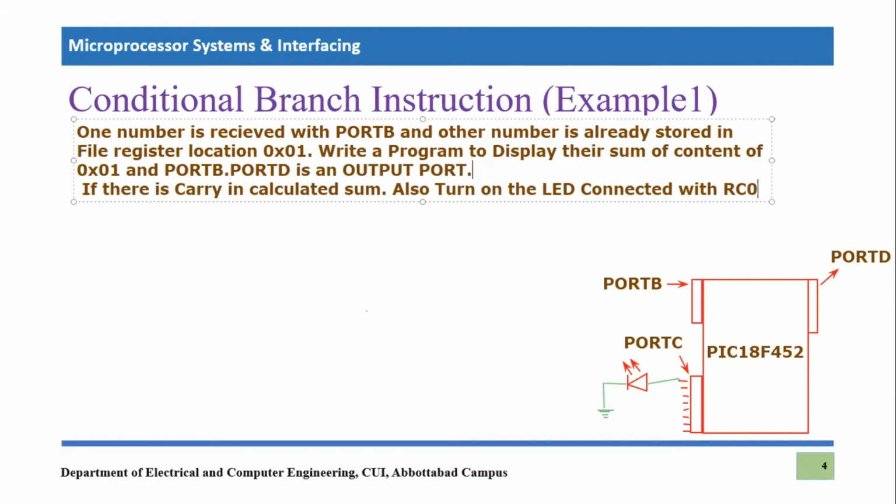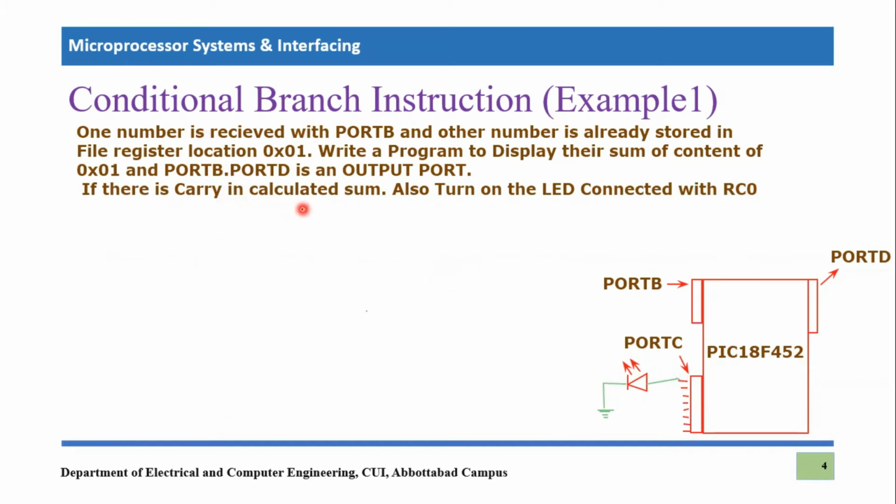And we also have to take care of one thing. It says that if there is a carry in the summation, then you have to turn on the LED which is connected to RC0. So this is our port C, and this is the RC0 pin. This pin should be an output pin, and there is an LED connected to that specific pin. So this is the condition we were talking about.